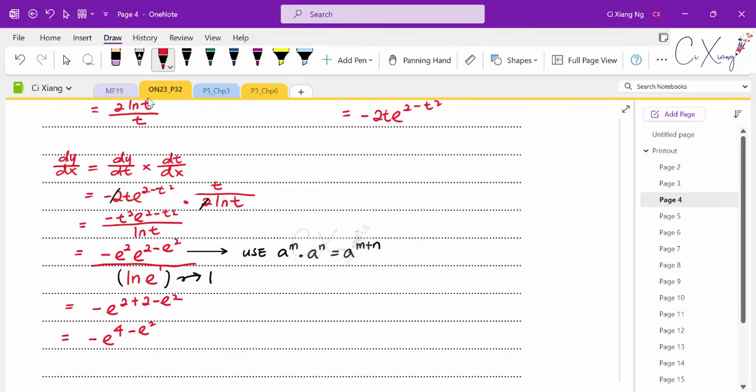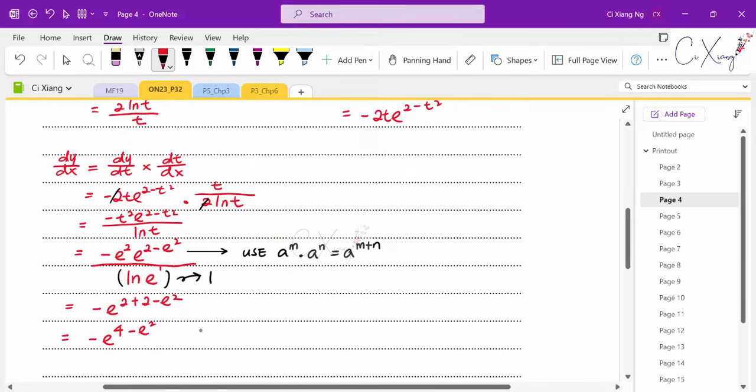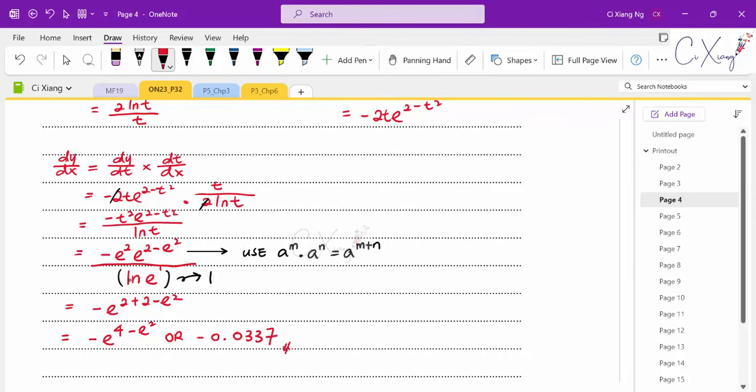Okay, so basically this one can be my answer already, right? But if you prefer to change it into another value or maybe a 3 significant figure answer, you can try to press the calculator and get the value, if you didn't make a careless mistake. So by right, the 3 significant figure answer should be 0.0337. Okay, so this is how we solve question number 2.